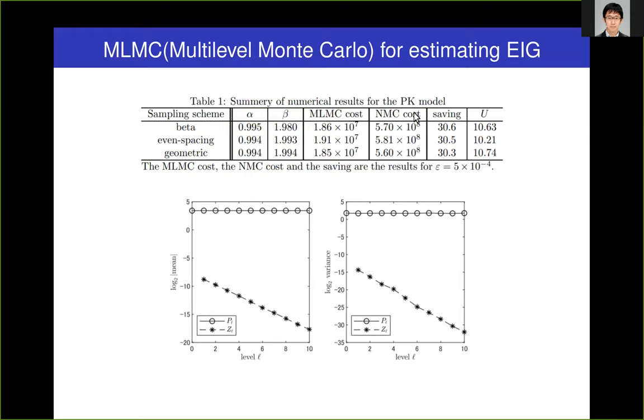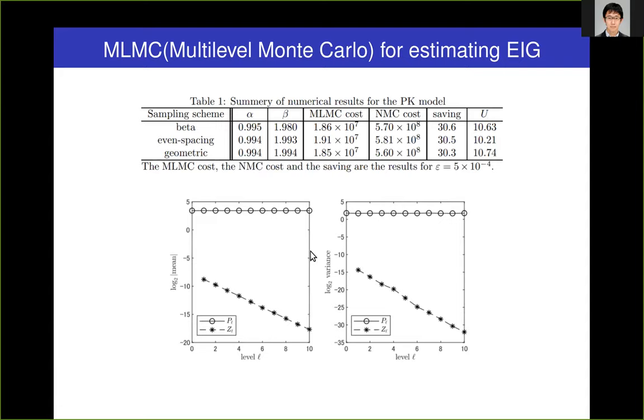MLMC cost and NMC cost are the total sample size used for each estimation, and saving is the ratio of these. This shows that in all three schemes, the total cost of the NMC estimator is about 30 times the total cost of the MLMC estimator. And U is the value of EIG. Our result shows that the geometric scheme is the best experimental design of the three.